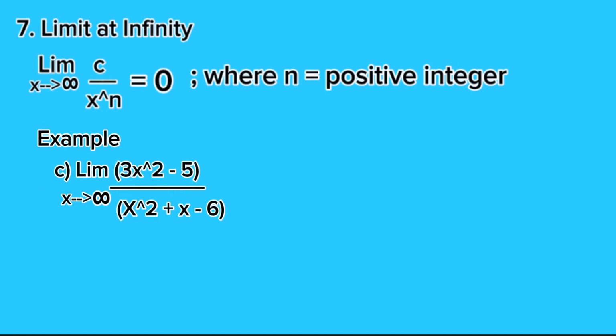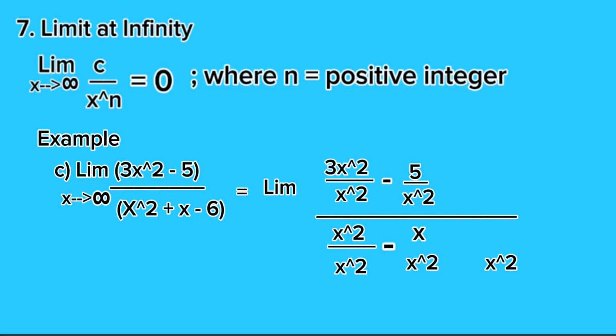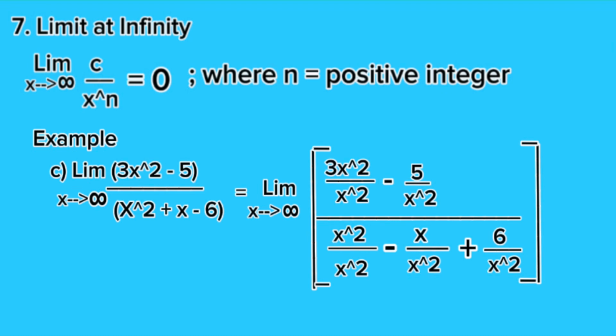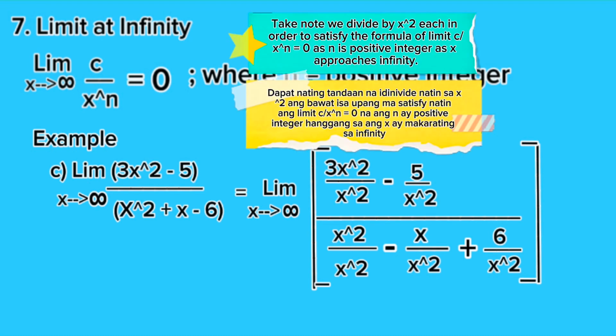The limit of 3x squared minus 5 over x squared plus x minus 6 as x approaches infinity equals the limit of 3x squared over x squared minus 5 over x squared, divided by x squared over x squared plus x over x squared minus 6 over x squared, as x approaches infinity. Take note we divide by x squared each in order to satisfy the formula of the limit of c over x to the n power equals 0, as n is a positive integer and x approaches infinity.